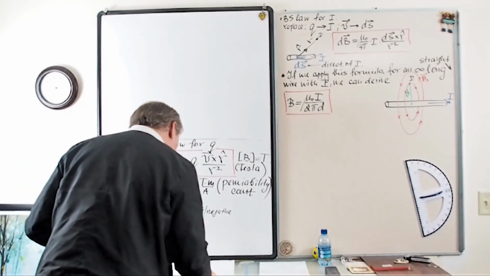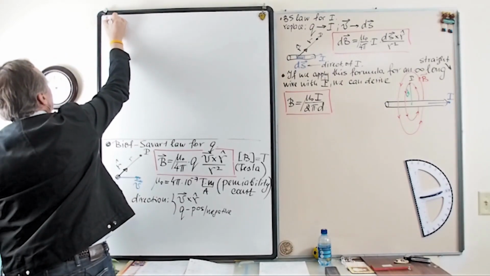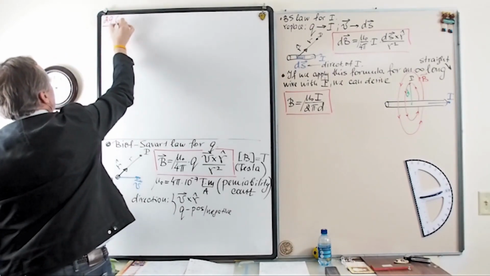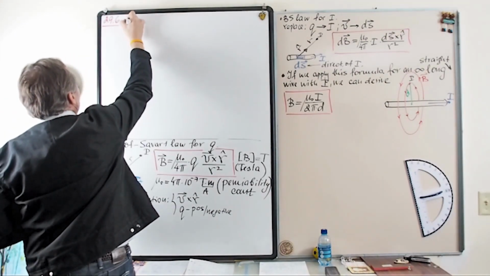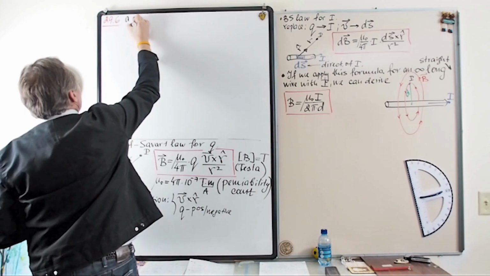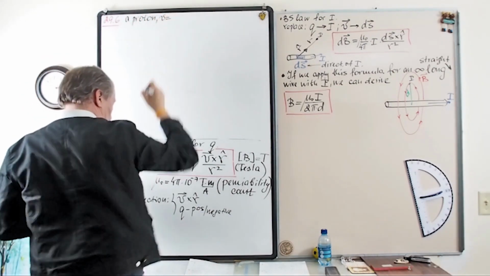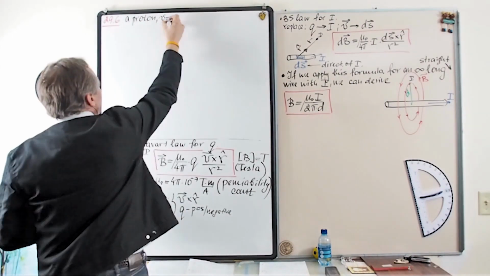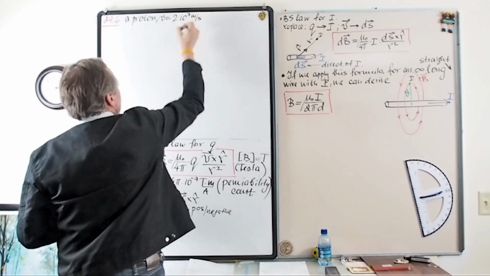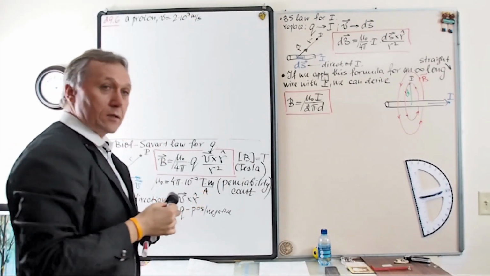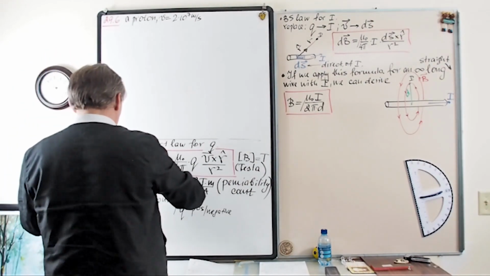And that is problem 29.6. So what do we have? We have a flying proton, which moves with a velocity of 2 times 10 to the power of 7 meters per second. And then some geometry is given, but I need to draw the picture in order to give you that geometry.